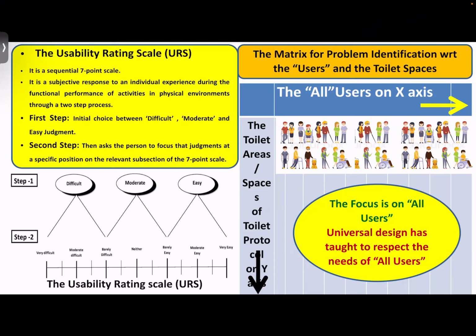The second thing which I followed is the preparation of a matrix, because I was supposed to design an accessible built toilet. So it is the built environment of the toilet which is of consideration, and then it is the users. So I had identified the users as I listed in the previous slide, and I had identified the spaces of the toilet, which I took on one axis. So I prepared a matrix where it is the users on the x-axis, and it is the spaces on the y-axis. And with respect to these intersections of users and the spaces, I had collected all my data.